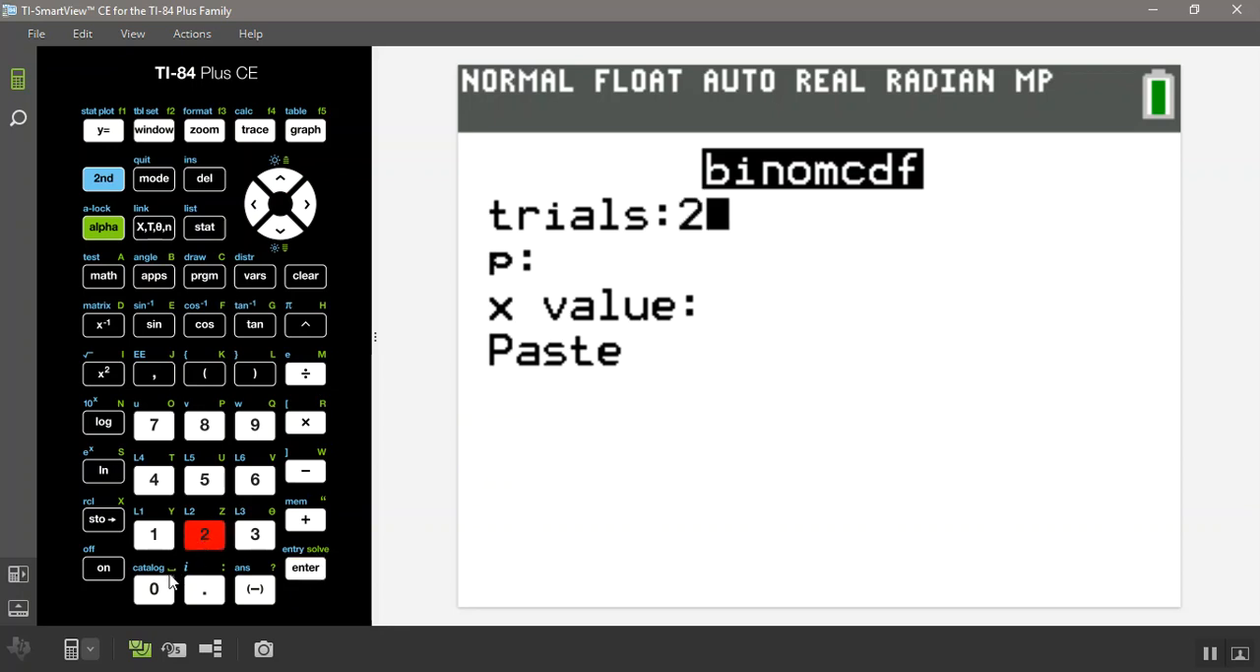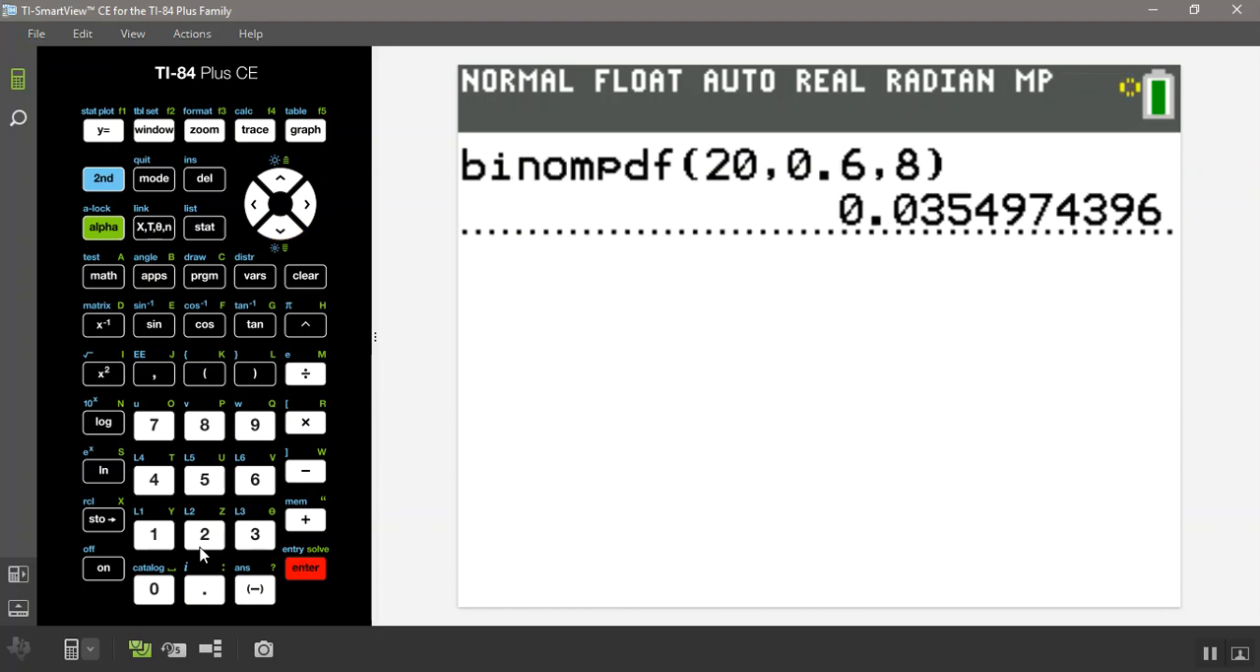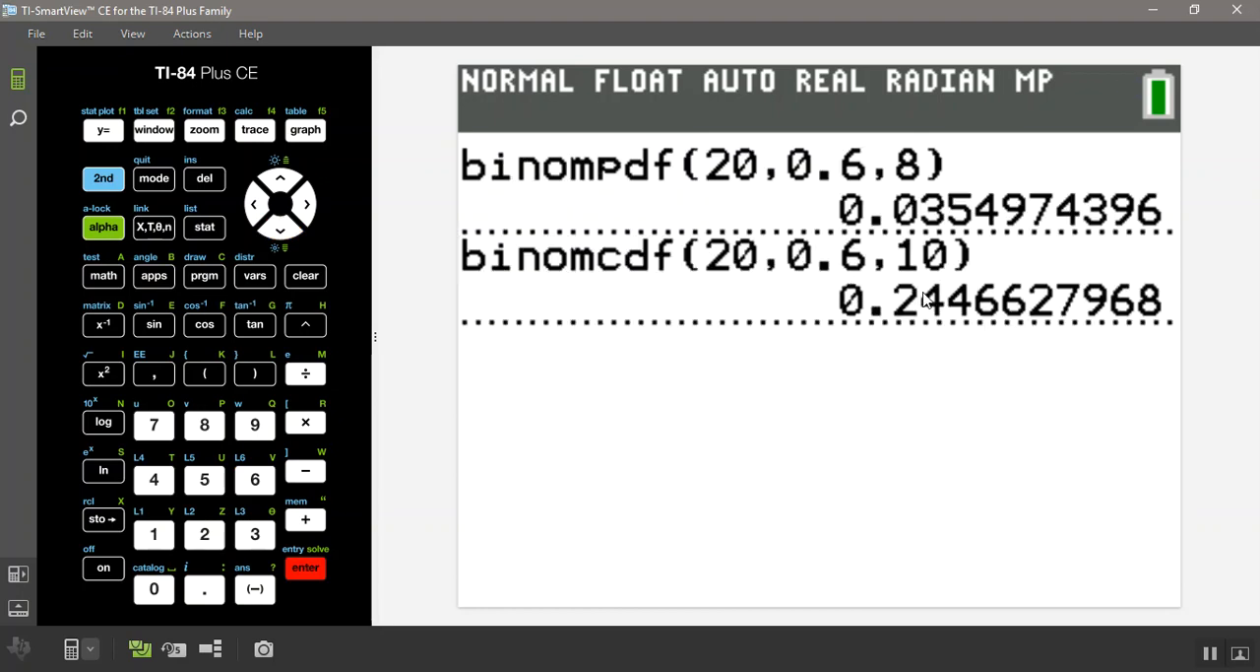It wants to know the number of trials, which is still 20. It wants to know the probability of success, which is still 0.6. And it wants my x value. I'm going to type 10 and press paste, enter. Enter. And that gives me 0.2447.